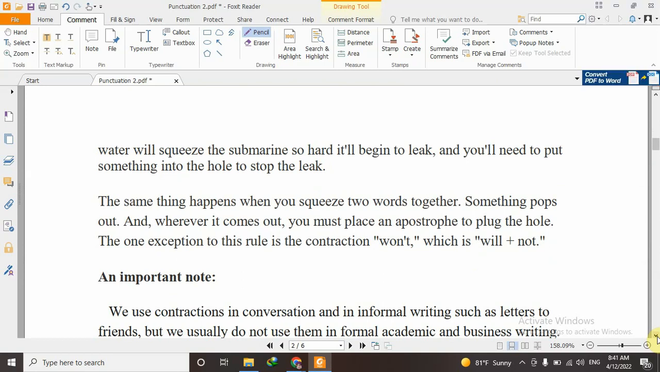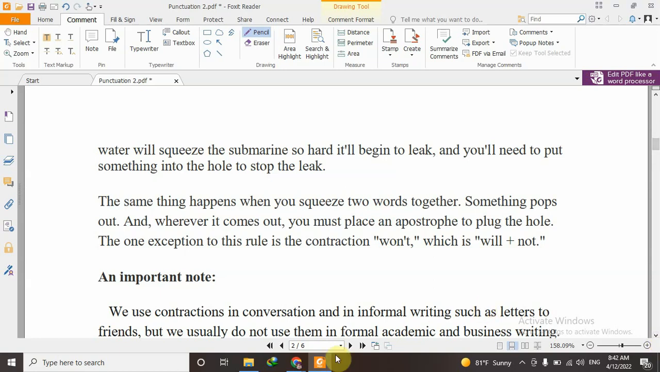So when you squeeze the letters together, one of them will fall down. Okay, so instead of this letter which fell down, you are going to put this apostrophe in its place, just to make the picture clear to you.